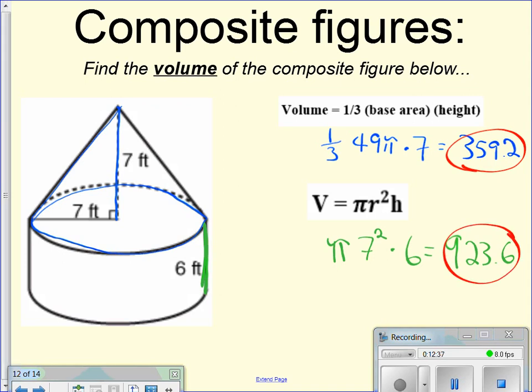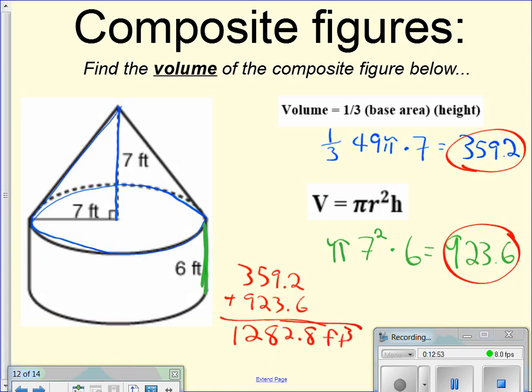And the last thing I have to do, the volume of the whole thing, I combine this and this together. So 359.2 plus 923.6 gets me a total of 1,282.8, and my unit is feet cubed. Okay. So volume, again, fairly straightforward, all right? Find the volume of each part and add them together.